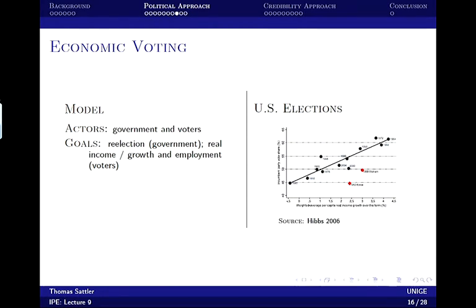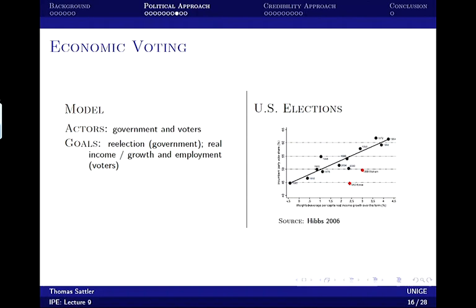So here you see the real income growth over the presidential term. That is, to what extent the income of voters was increasing, either not at all, or up to 4.5% in the past four years before the election. And this is the vote share, the votes that the candidate of the party that is in power receives. So this is 50%, below 50% you're going to lose the election, up to 60%. And we see a very strong relationship. The more a country experiences income growth, the more likely it is that the government is re-elected.